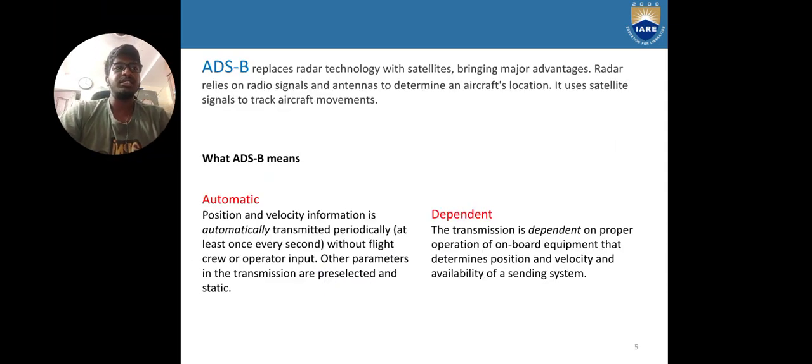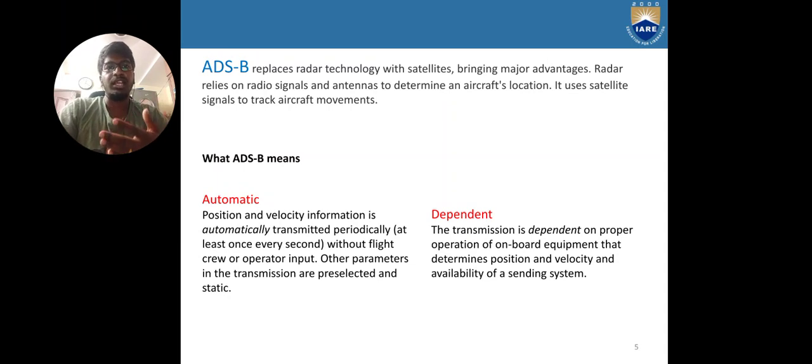ADS-B replaces radar technology with satellites, bringing major advantages. Radar relies on radio signals and antennas to determine an aircraft's location. ADS-B uses satellite signals to track aircraft movements. So, what does ADS-B mean?